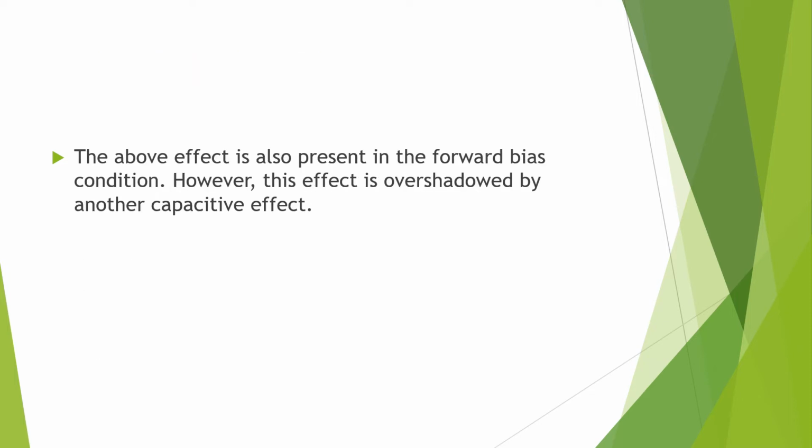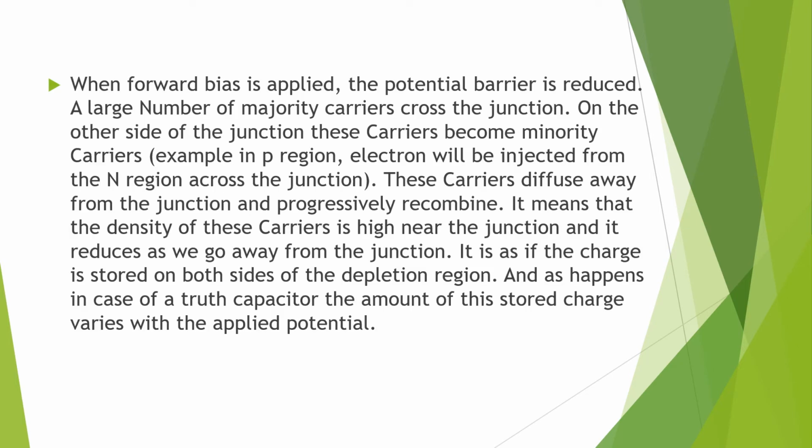The above effect is also present in the forward bias condition. However, this effect is overshadowed by another capacitive effect. When forward bias is applied, the potential barrier is reduced. A large number of majority carriers cross the junction. On the other side of the junction, these carriers become minority carriers. For example, in the P region, electrons will be injected from the N region across the junction. These carriers diffuse away from the junction and progressively recombine.